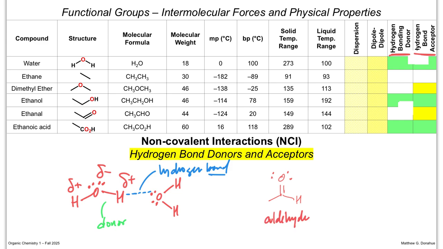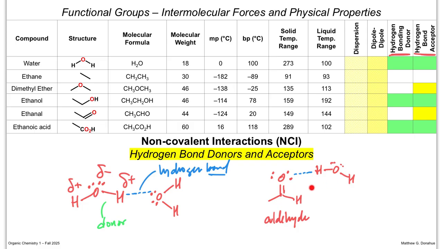So an aldehyde oxygen has a lone pair. So it can only be an acceptor. It doesn't have an OH. So if you take, say, one of these aldehydes, put some water in there, that lone pair can form a hydrogen bond to water. So the aldehyde is the acceptor, the water is the donor.